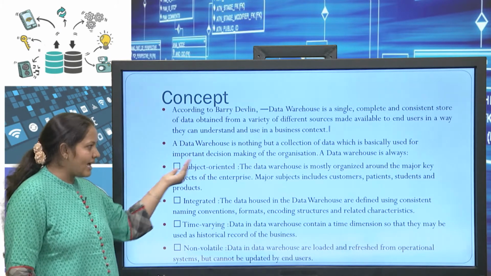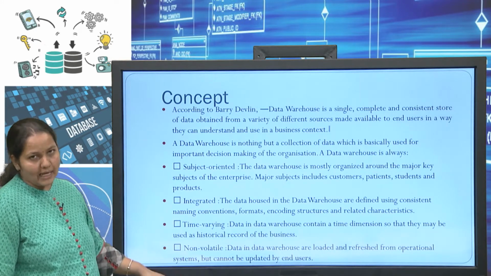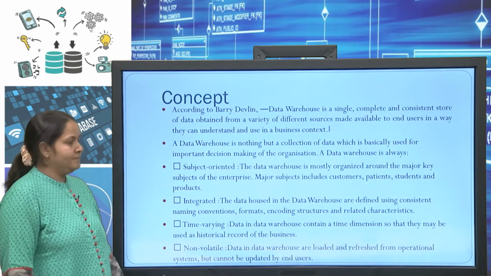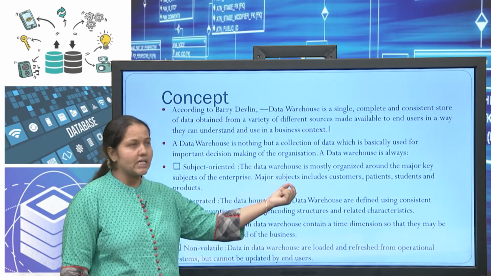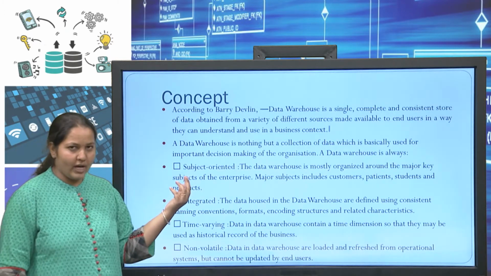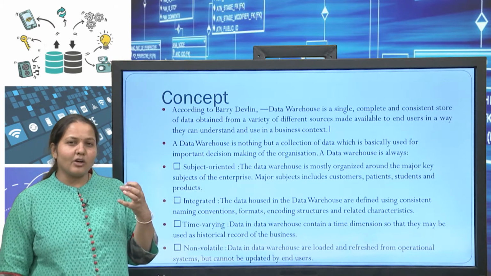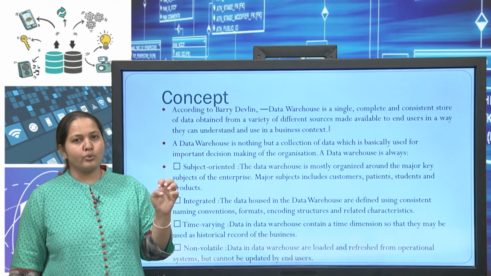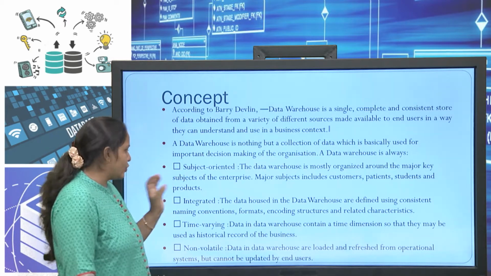Then these are the characteristics of a data warehouse: subject oriented, integrated, time varying and non volatile. First, subject oriented. The data warehouse is mostly organized around your major key subjects of the enterprise, like customer, patients. According to the subjects, it will store the data. This is subject oriented data storage.